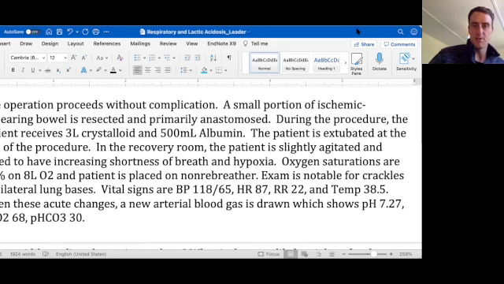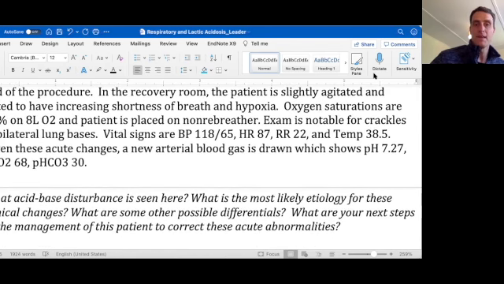The exam is notable for crackles at the bilateral lung bases. Vital signs are as follows, with the respiratory rate of 22. A new arterial blood gas is drawn, which shows a pH of 7.27, a PCO2 of 68, and a bicarbonate of 30. Look at that blood gas. What acid-base disturbance is seen here?